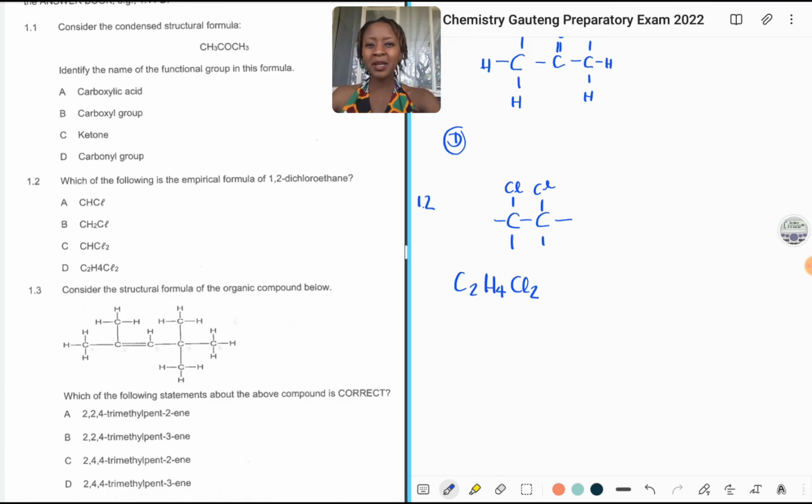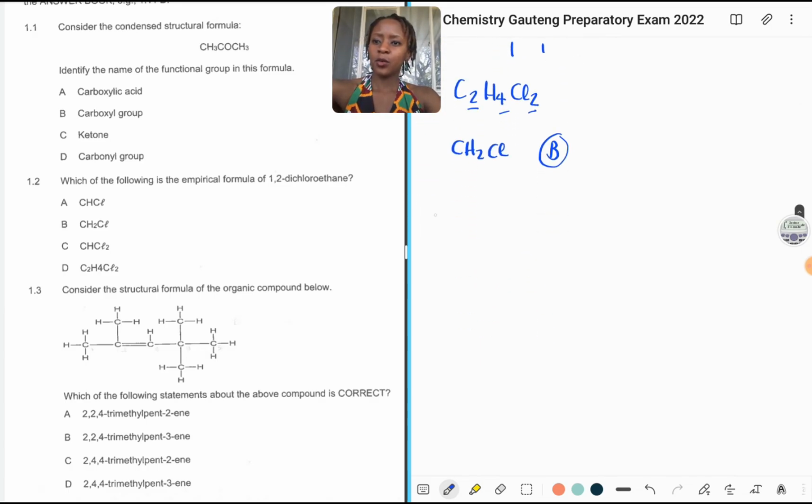Your empirical formula is the simplest you can get it to be. If I divide by 2 throughout, I would get CH2Cl, and that would be your empirical formula. And we see CH2Cl, that is B. And then 1.3.